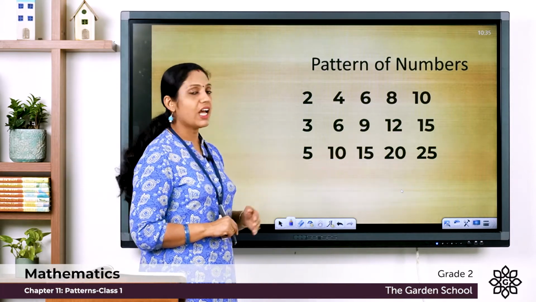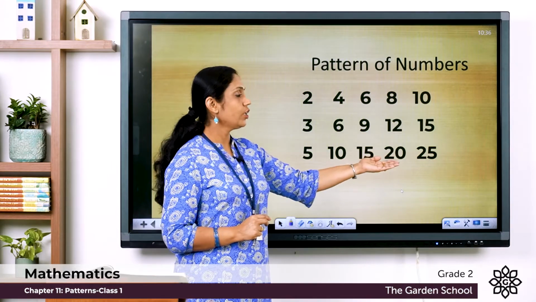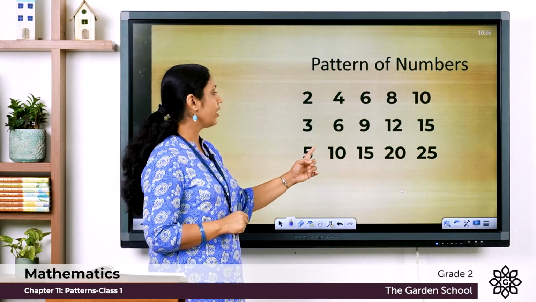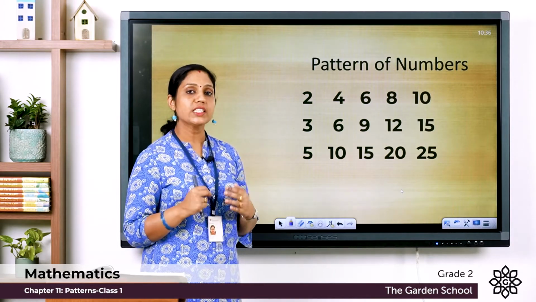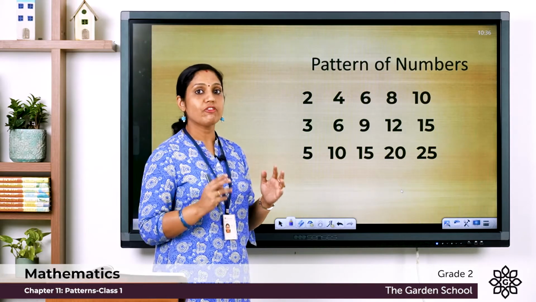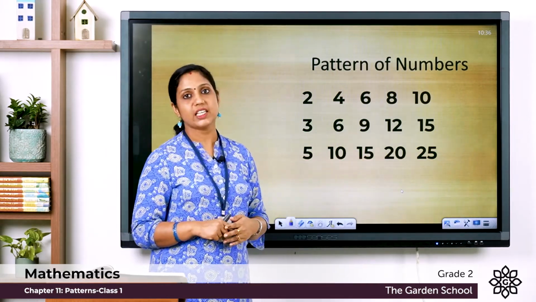Now let's have a look at the last sequence. We have 5, 10, 15, 20 and 25. Let's have a look at the first two numbers, 5, 10. And by how much are these numbers increasing? 5 plus dash is equal to 10. How much is it? 5 plus 5 is 10. So let's see whether all the numbers are increasing by 5.